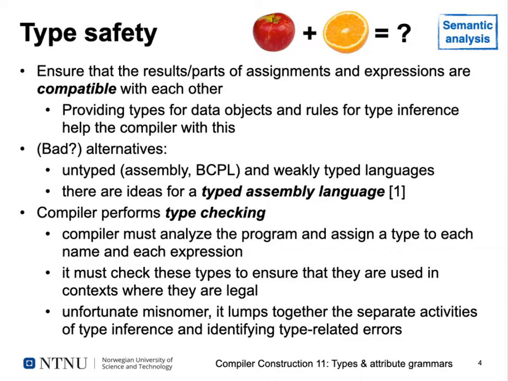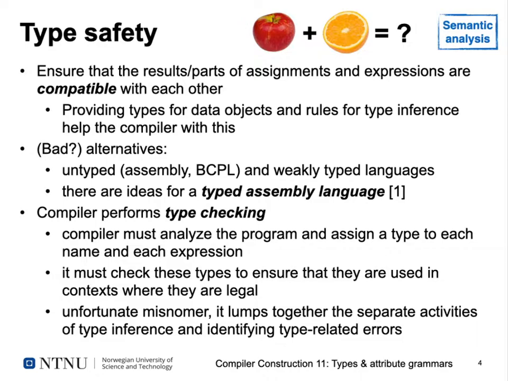So, of course, the CPU still doesn't understand it, but by providing some typed assembly language, we might also be able to check types on a lower level of representation and even do optimizations on this. So, when we want to ensure type safety, our compiler has to perform what we call type checking. So our compiler must analyze the program and it must assign a type to each name and to each expression.